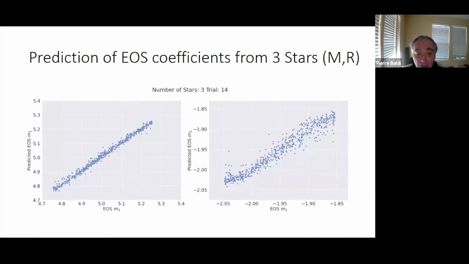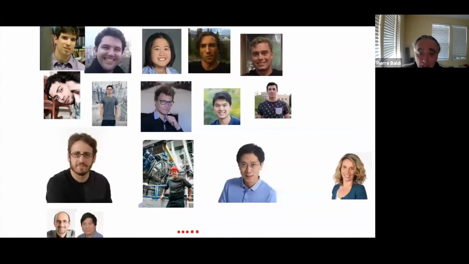And that's sort of the prediction that we get. So you see the two parameters, M1 and M2. This is the EOS, meaning equation of state. And you have the predicted value versus the true value, and you see that it's pretty good. And this is only with 3 stars. As we add more stars, we hope to be able to get a more precise determination of those parameters.